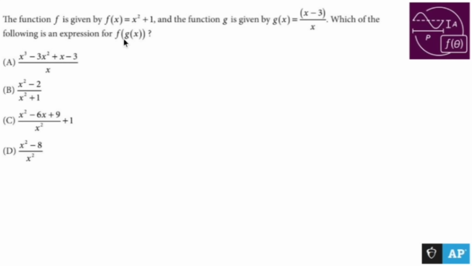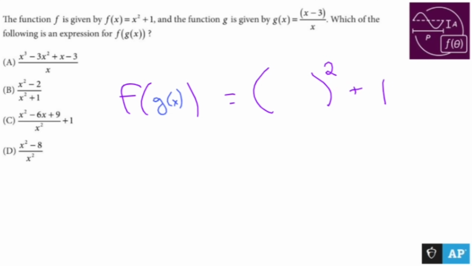And when you have a composite equation and it says find f of g of x, that means start with f and replace every x with g. So f of g of x. Let me be a little bit more clever with my colors. So f of g of x means I'm going to start out with f and write out a big parentheses for every x I get. So I have x squared plus 1. But instead of x, I'm going to replace x with g of x, which is x minus 3 over x.